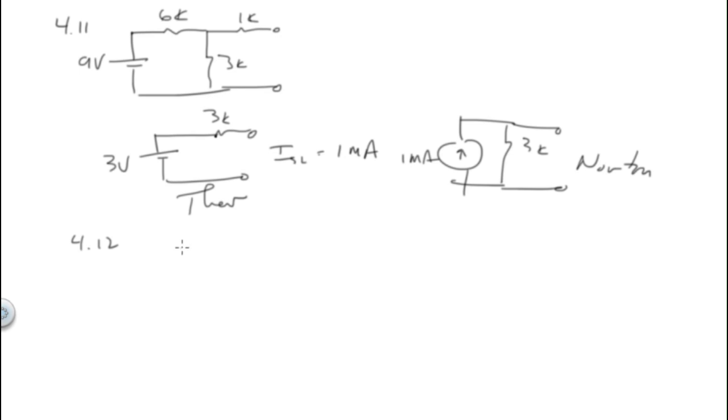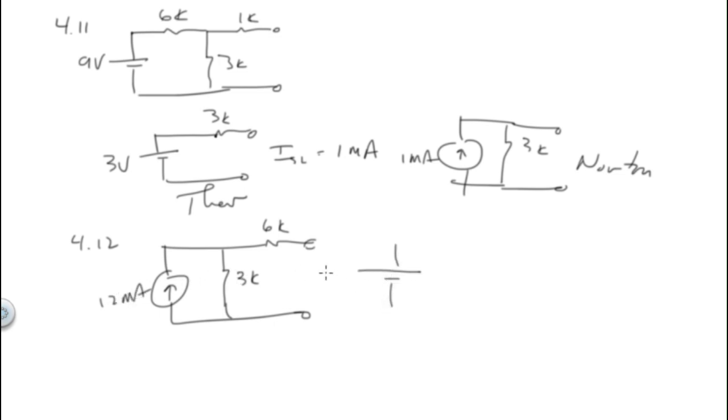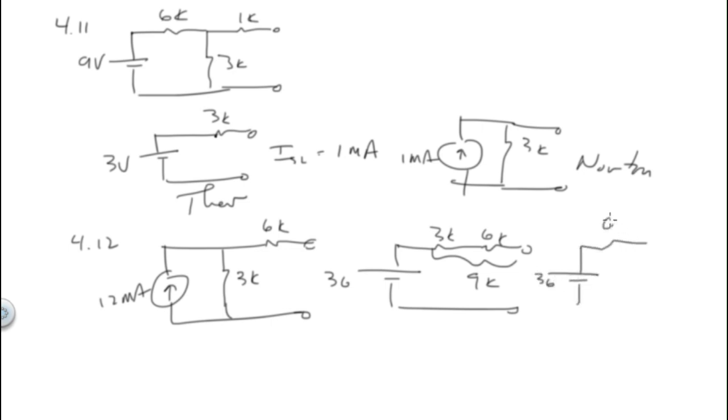And this one I'm going to do, it's got 12 milliamps. It's got 3K. And then we've got a 6K up here. So I'm going to turn this into a Thevenin, and it's 3 times 12, or 36 volts. And you put your 3K up here, and you've got 6K over here. We just add those two together, right? That's 9K. So our Thevenin equivalent is 36 volts and 9K.